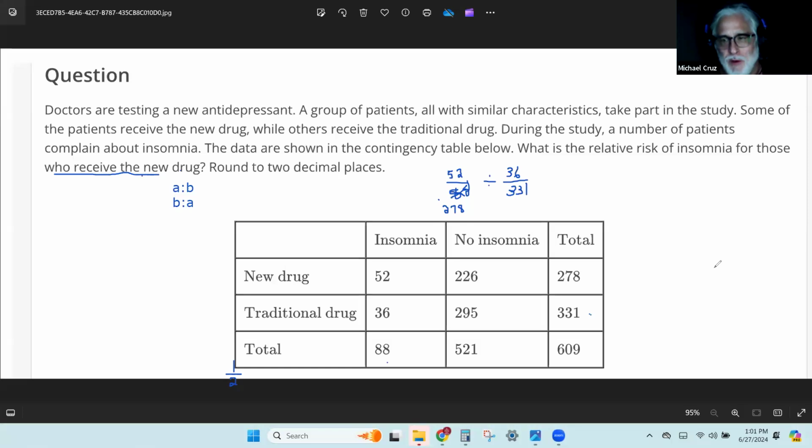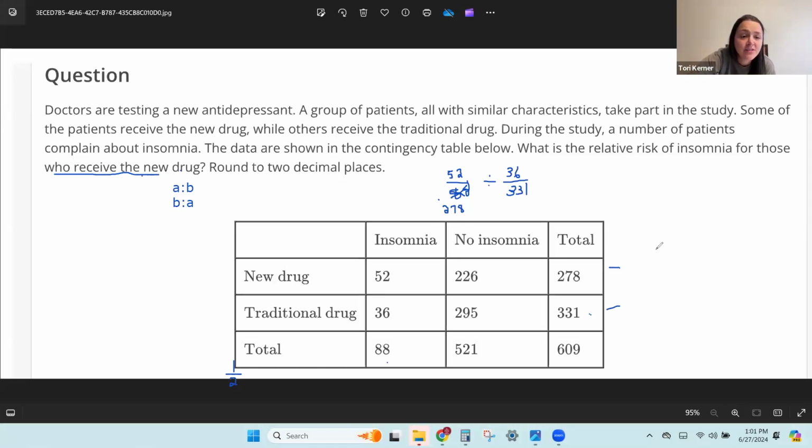Okay, so let me see if I got the pattern right. We're comparing the new drug with insomnia people using all of the people on the new drug. So we're comparing here and here. I just thought for sure on that one we did this morning that the pattern was they switched streams. It was the sentence that it was basing it off of, so we used the vertical totals for that. That's where I get so confused, but now that I hear that, I'm happy. I think I'll get it from now on.